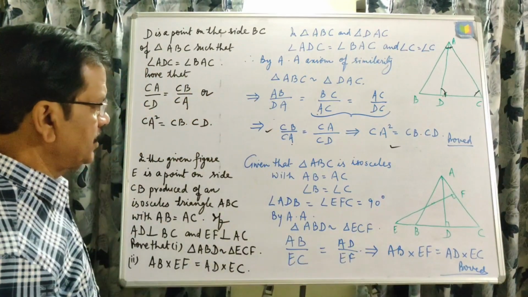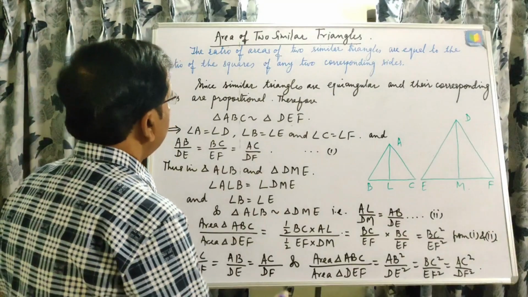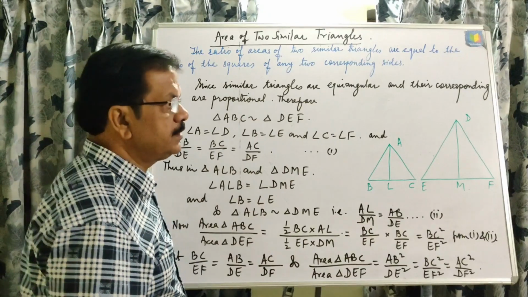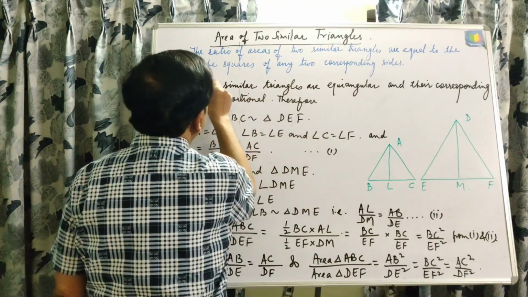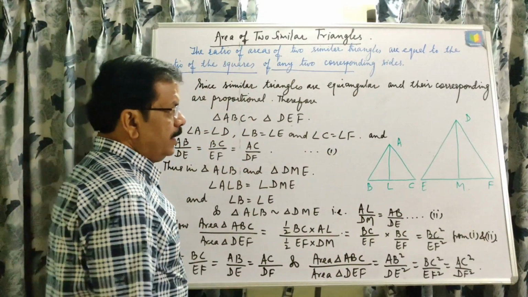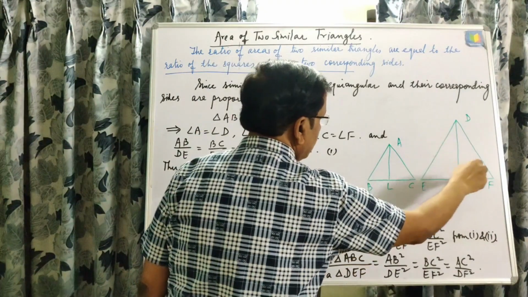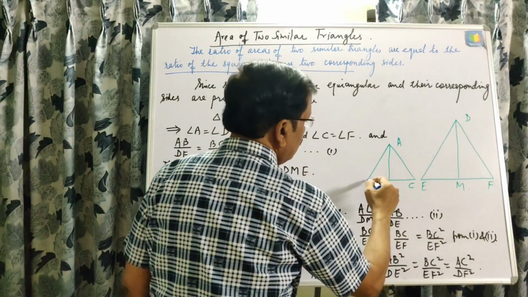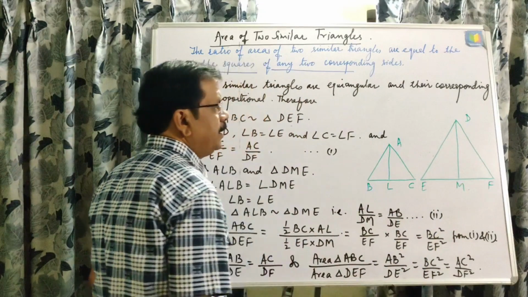And in the same way, next question, this is another important topic of triangles, that is area of two similar triangles. How are we getting the ratio of this? The ratio of area of two similar triangles is equal to the ratio of squares of any two corresponding sides. Means ratio of area of triangle ABC upon area of triangle DEF is equal to AB square upon DE square is equal to BC square upon EF square is equal to AC square upon DF square.